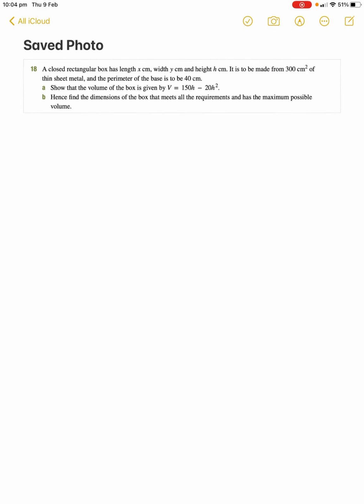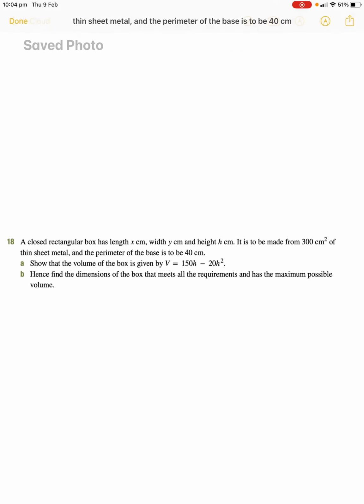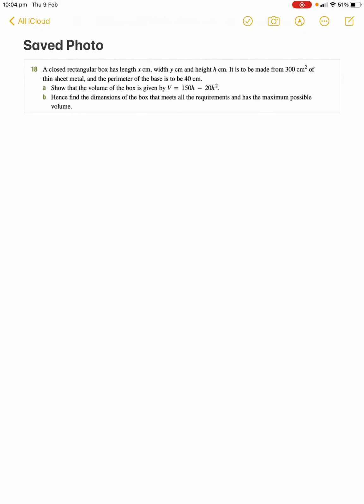All right, today we're going to answer this question. Going to give you a second to read it. We've got a closed box with length x, width y, and height h, to be made from 300 centimeters squared of thin metal sheet, with the perimeter of the base said to be 40.